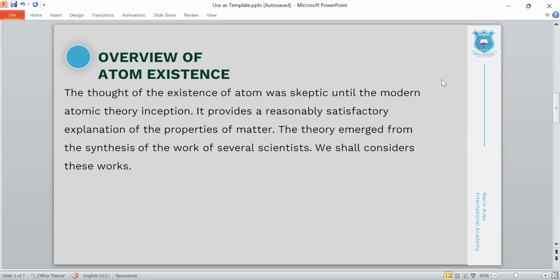The scientists then had some thoughts about the existence of atom because they were working on matter, which we know is anything that has mass and occupies space. So they thought that there is another part of matter that should be indivisible, or the smallest part of a matter, which they are considering to be the atom. But it was not clear until the modern atomic theory, which some persons did some work on, which we are going to consider.